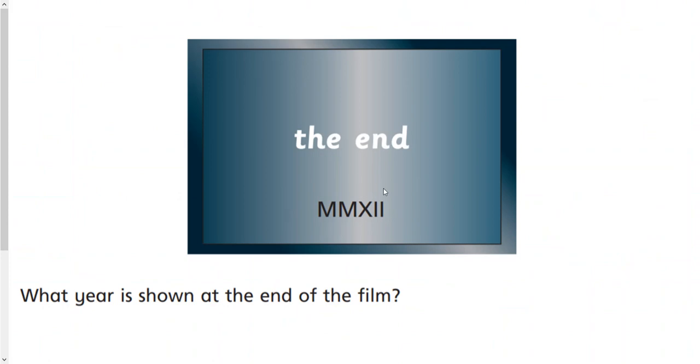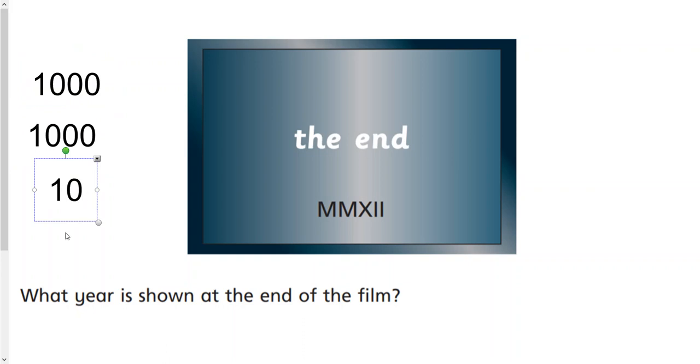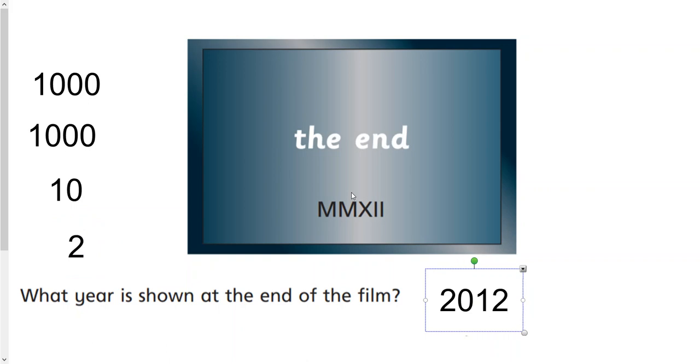We know that M is 1,000. What year is shown at the end of the film? Pause the video and have a go. M is 1,000. I have another M, which is another 1,000. I have 10, and I have 2. So the year is 2012.